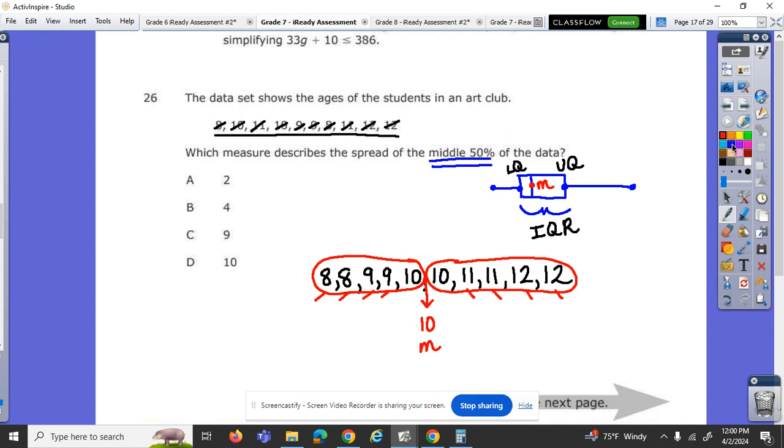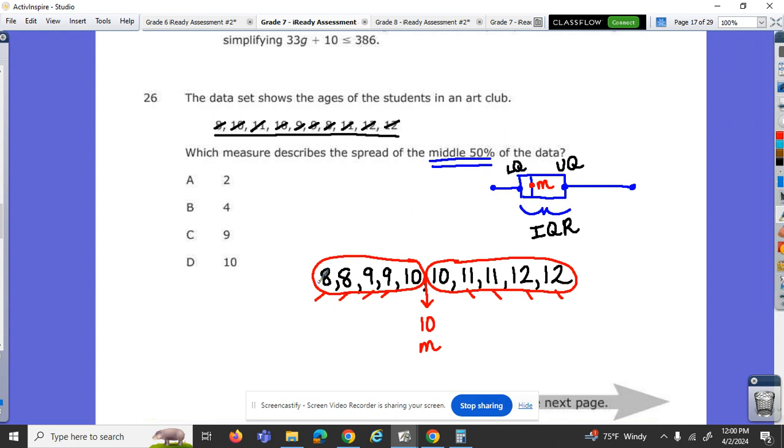Okay, now we're going to get our lower quartile. That's basically just the middle of the lower half, which is 9. So that's LQ. And the middle of our top half, our UQ, that's 11. So now all we have to do is basically subtract them, right? Interquartile range is UQ minus LQ, 11 minus 9. So that, of course, is 2.